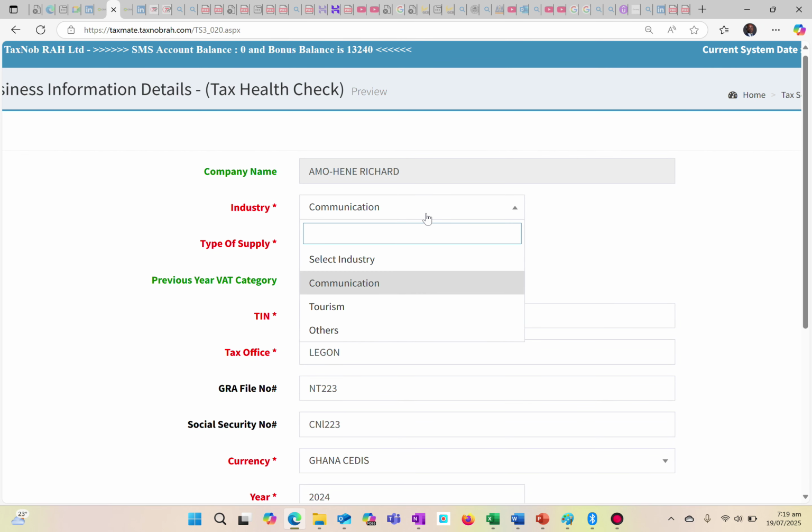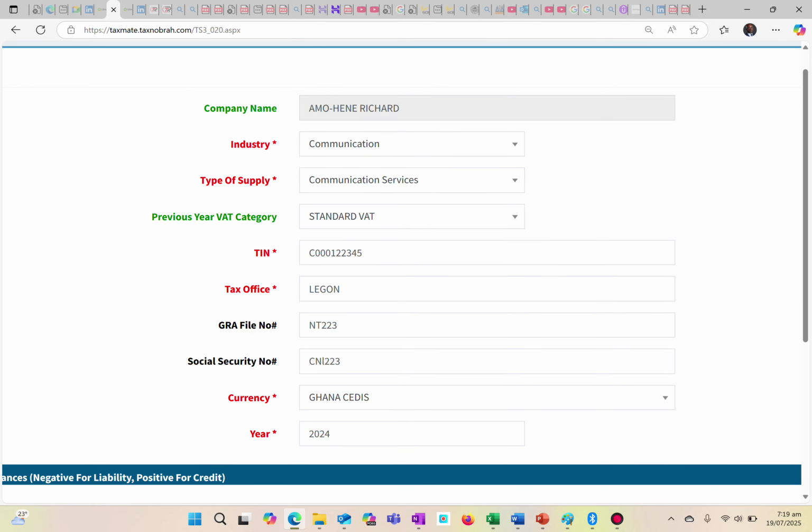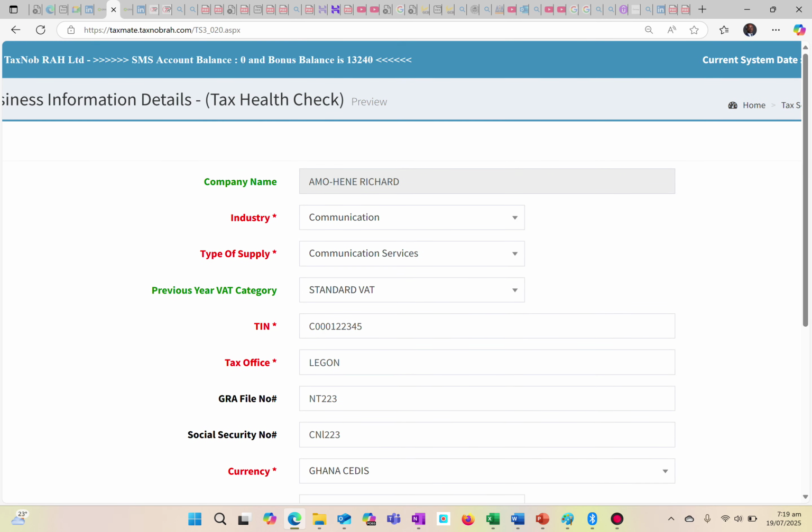So we select. The one we are using is communication. So communication service industry. And what service are you providing? We are providing communication service. All right. So for the standard VAT, you need to determine whether you file returns on standard or flat. But here the system is able to determine by itself. The reason is if you select service, automatically it is standard. And if you select goods, the system will do analytics to see whether per the law you are supposed to file returns by standard or not.